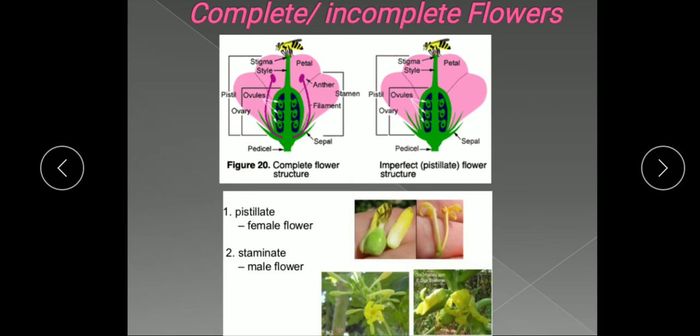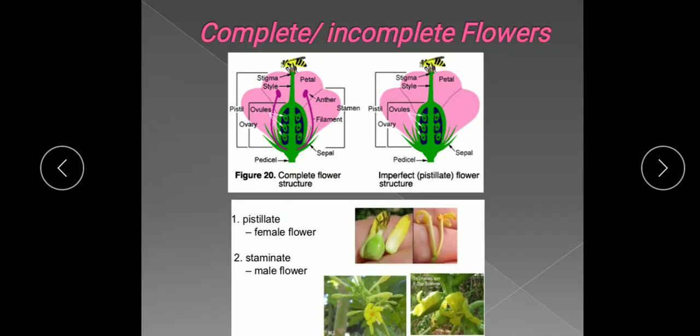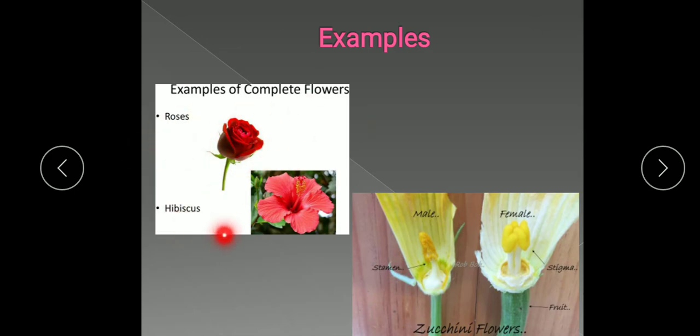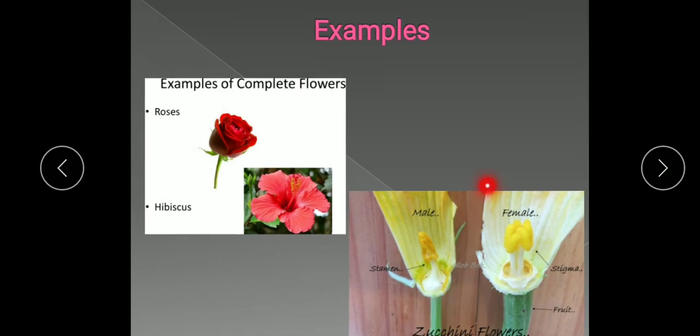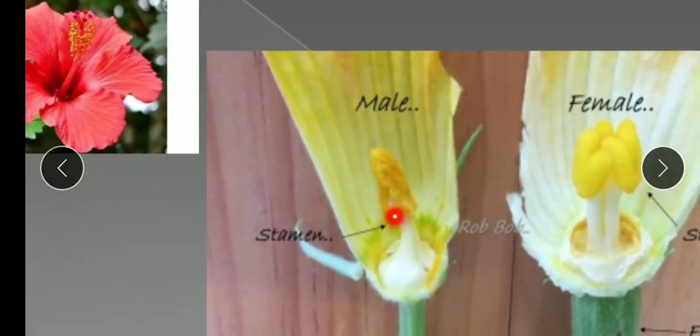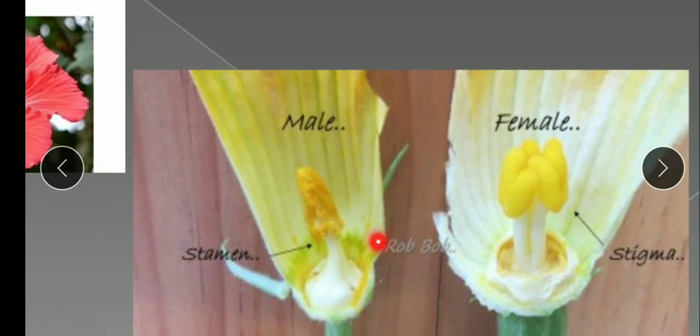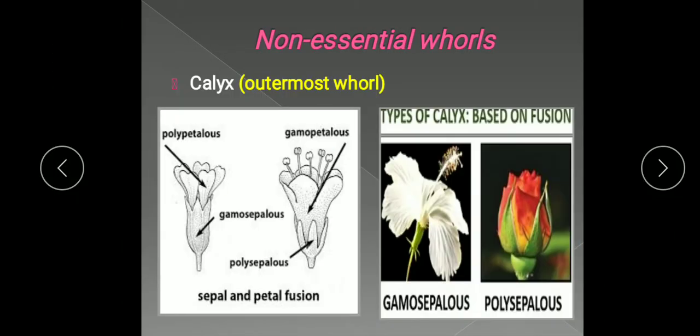And next, when both bisexual and unisexual flowers are present on a plant, then this condition is known as the polygamous condition. These are some examples of the complete flower, like roses and hibiscus, and the incomplete flower, like the zucchini flowers. Here you see the male flower containing stamens, and the female flower containing stigma. So these are the examples.